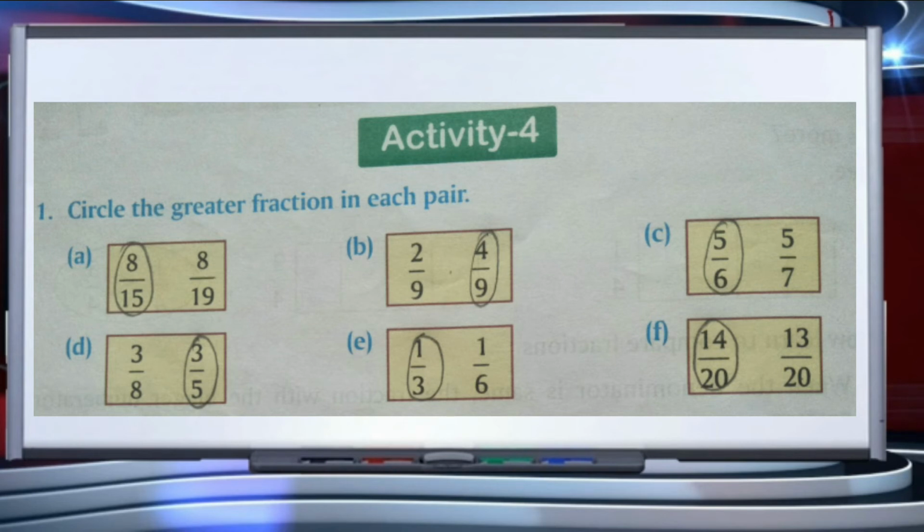F part is 14 by 20, 13 by 20. Now when the denominator is same, the fraction with bigger numerator is greater. That means the bigger numerator is 14. So 14 by 20 is greater than 13 by 20.